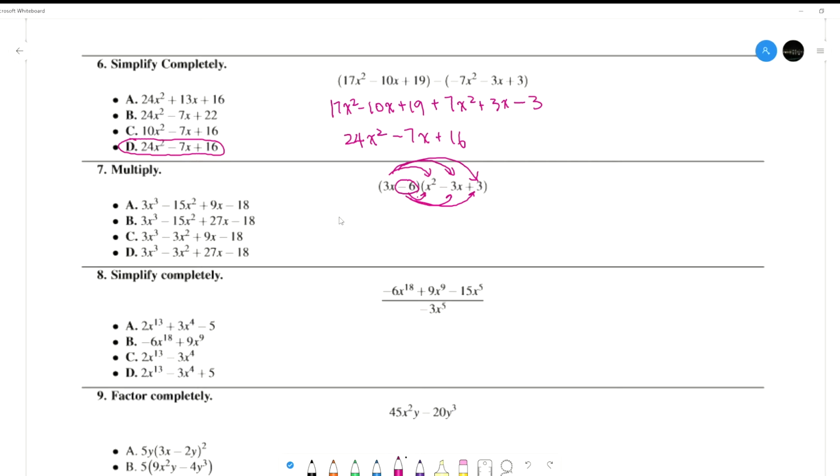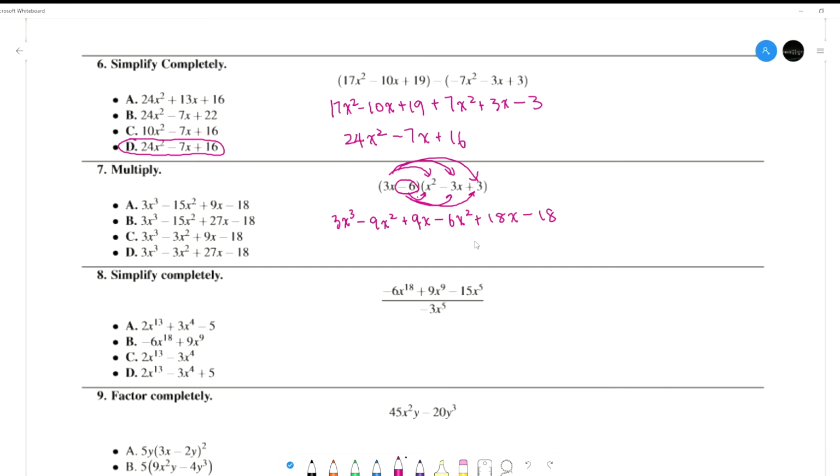We have 3x times x squared is 3x cubed, minus 9x squared, plus 9x. That's my 3x, right? Now you do the negative 6. Negative 6x squared. So negative 6x squared plus 18x minus 18.